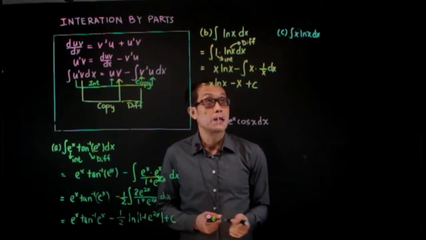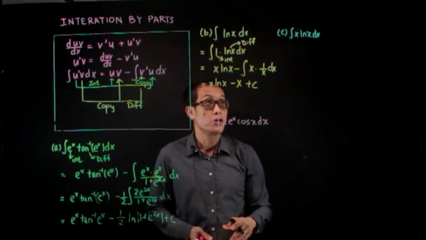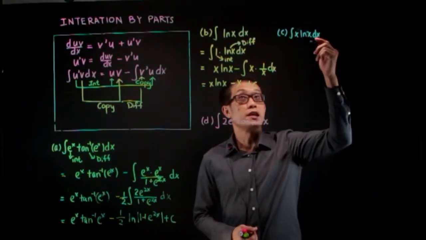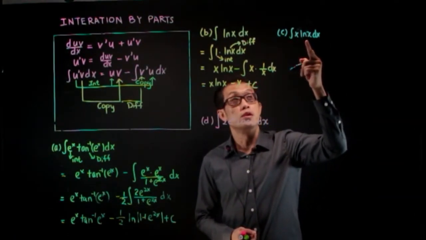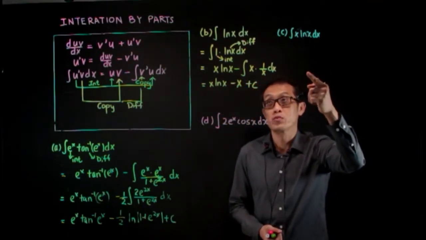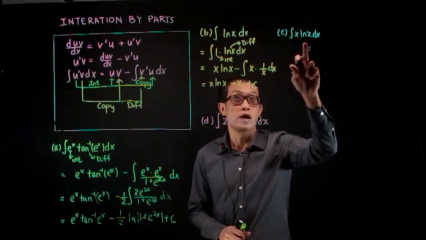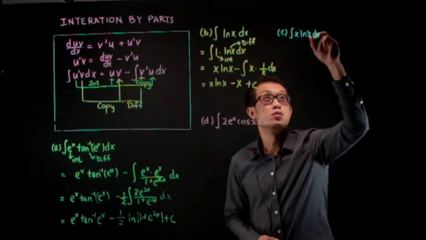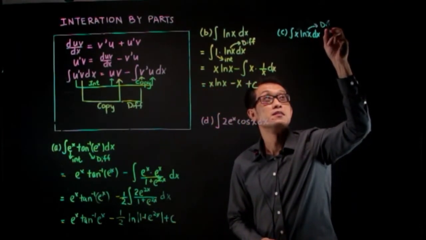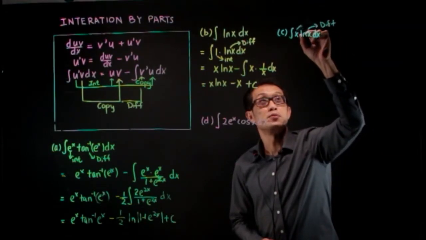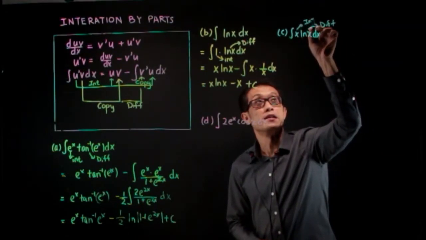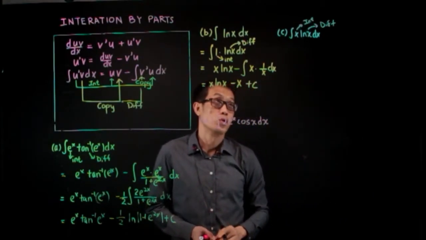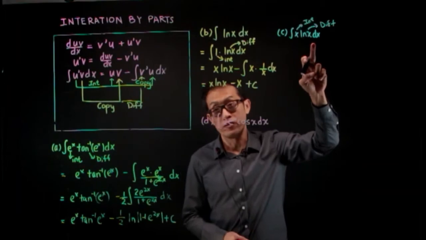Okay, we have come to part C. In part C, you are asked to integrate x times ln x. You find that it's quite hard to integrate ln x. Of course, we did it over here, but it's quite hard to integrate. So I will choose to differentiate this, because this is pretty easy to integrate. Integrate x, you get x squared over 2. Differentiate this, you get 1 over x.